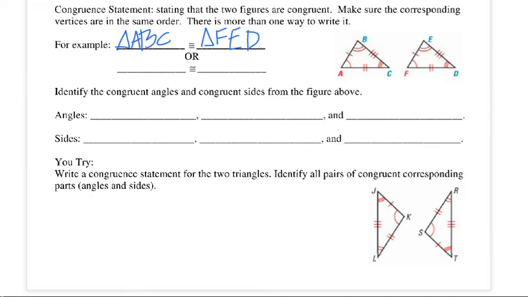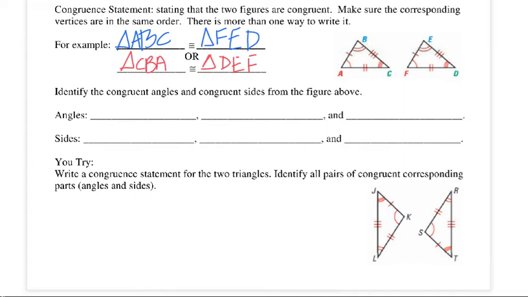So here's another way you could have written it. Triangle CBA is congruent to triangle DEF, and if you notice, the C and the D are still paired up, the B and the E are still paired up, and the F and the A are still paired up as well. So next, since we have congruent triangles, we have three sides that are congruent to three sides, and we have three angles that are congruent to three angles.